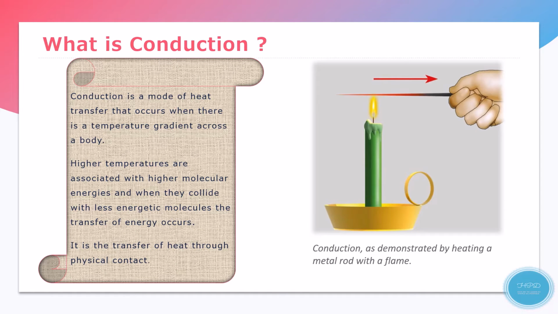What is conduction? Conduction is a mode of heat transfer that occurs when there is a temperature gradient across a body. Here you can see the picture where conduction is demonstrated by heating a metal rod with a flame. The person is holding a metal rod, which is at room temperature. When it is kept near the flame, the heat is getting transferred from the flame to the metal rod through physical contact.